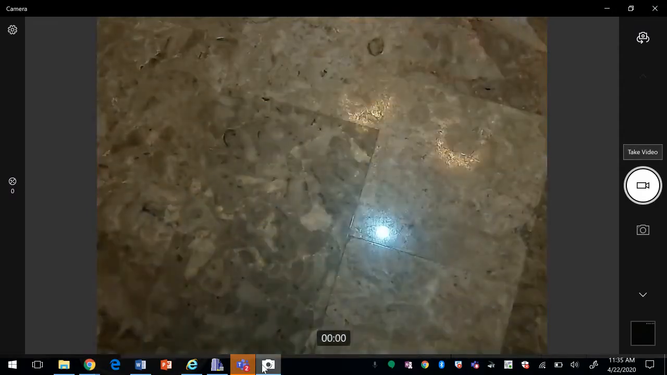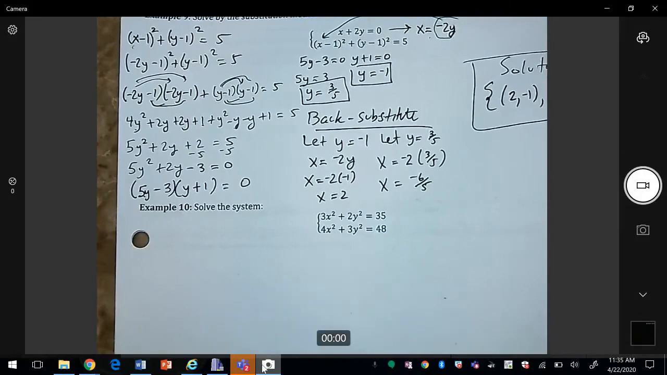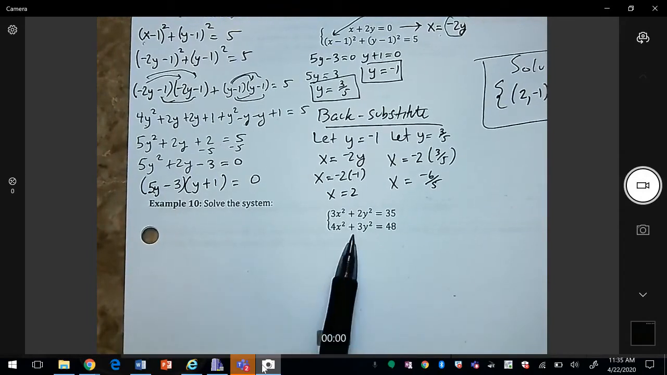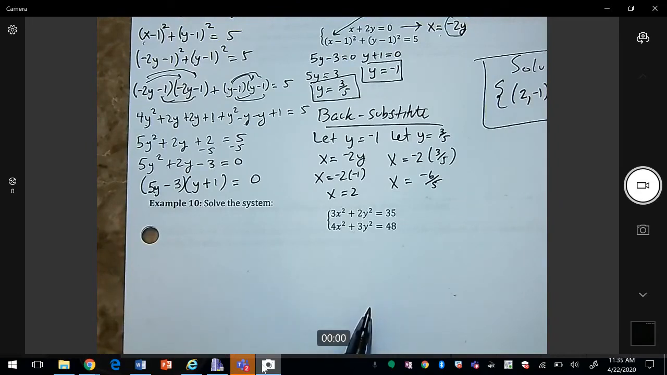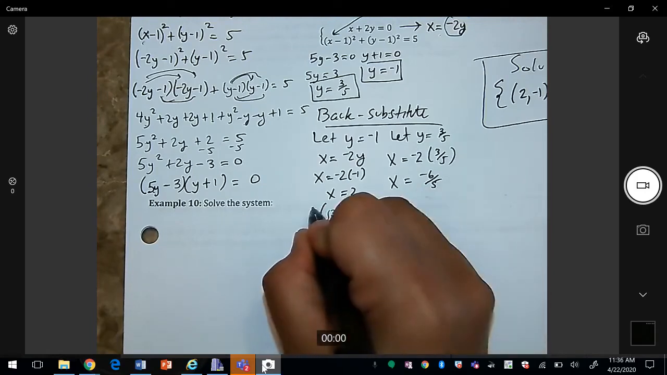Okay, let's try example 10. So here we have 2 circles. So the best method to use here would be elimination addition. And so we need to pick a variable that we can cancel. So I'm going to choose the y's here. So I'm going to multiply this by 3.